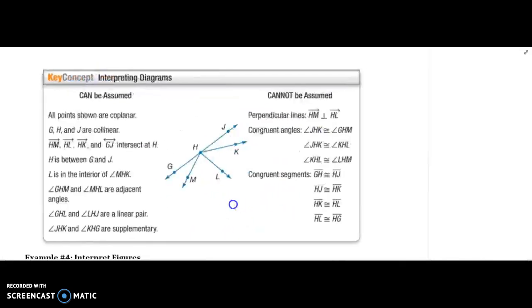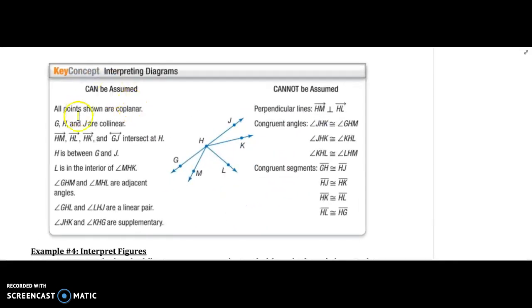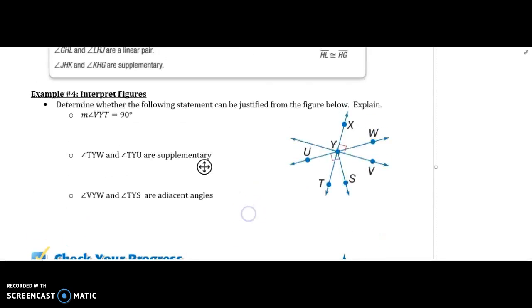Okay, so this is just talking about diagrams when you're looking at a picture. If you see that points are on the same plane or same line, they're collinear. You can always assume, like, if they go through a point, that they intersect there. And you can assume what's on the interior or exterior. You can assume if they're adjacent, a linear pair, all of that. But what you can't assume is that the lines are perpendicular, not unless it tells you or gives you a right angle. And you can never assume any segments or angles are congruent unless it tells you. Okay, that's the only way we know, or if we calculate it.